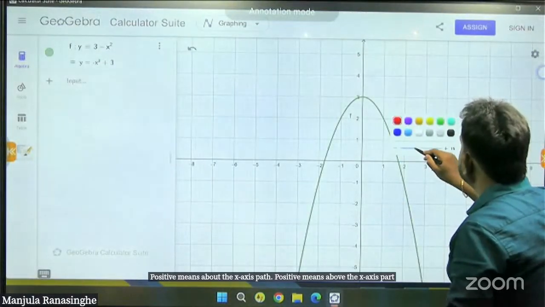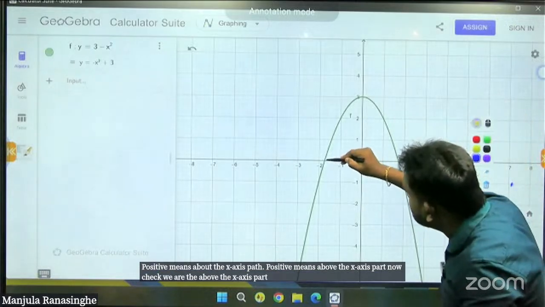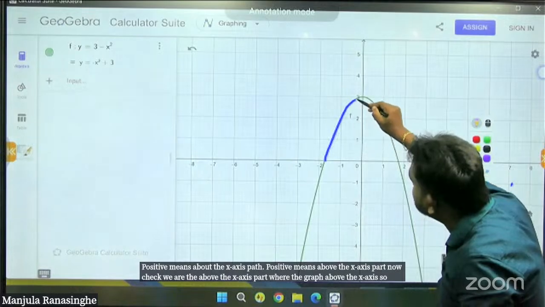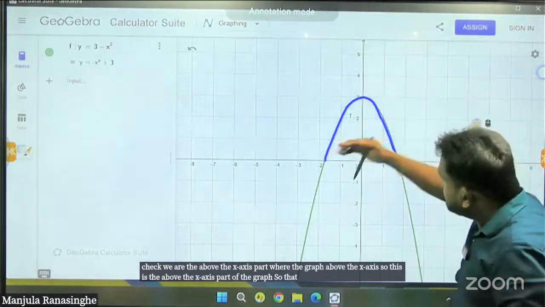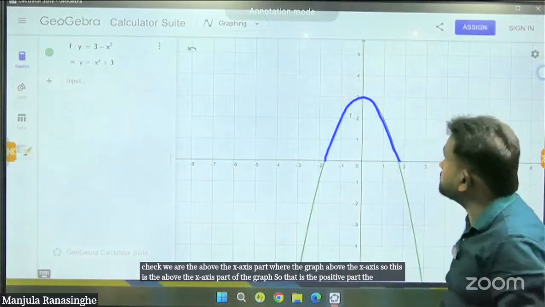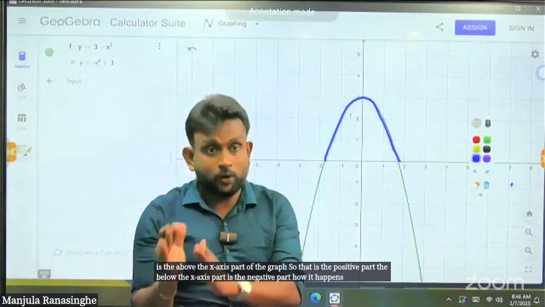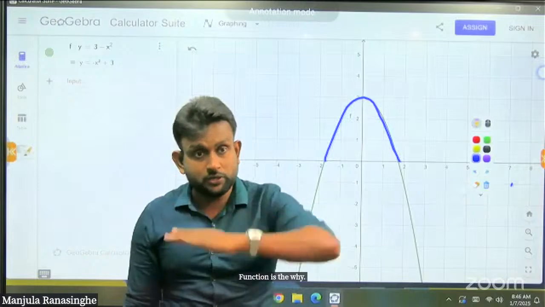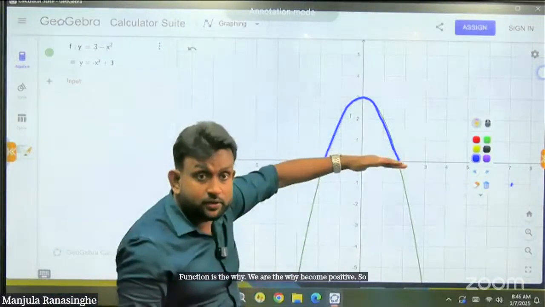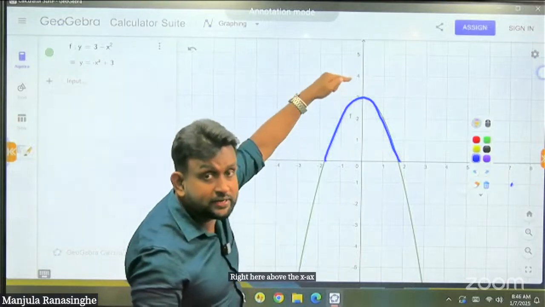Now check where the graph is above the x-axis. So this is the above the x-axis part of the graph, so that is the positive part. The below the x-axis part is the negative part. How does it happen? The graph is y, the function is y, where the y becomes positive. So this is the x-axis, right? Here above the x-axis part, the y-coordinates are positive.